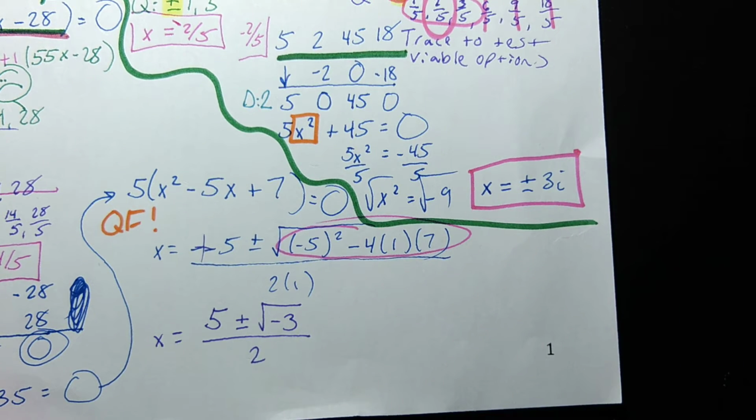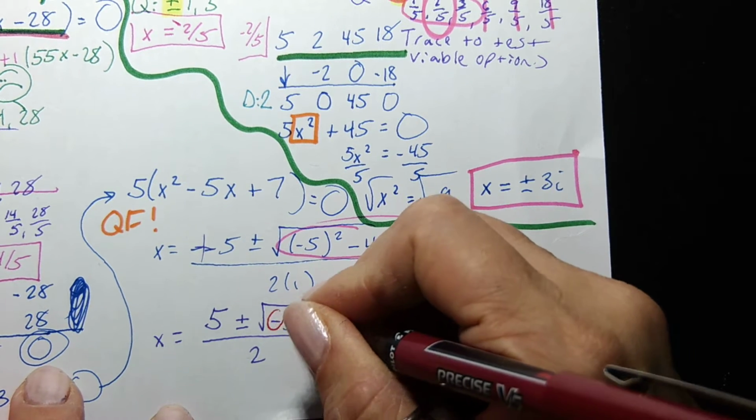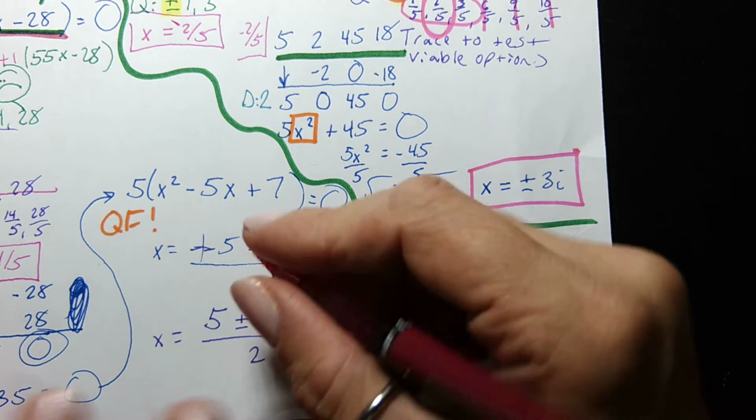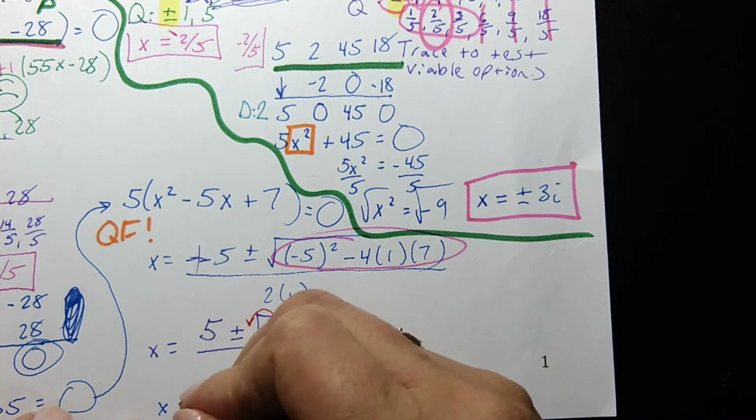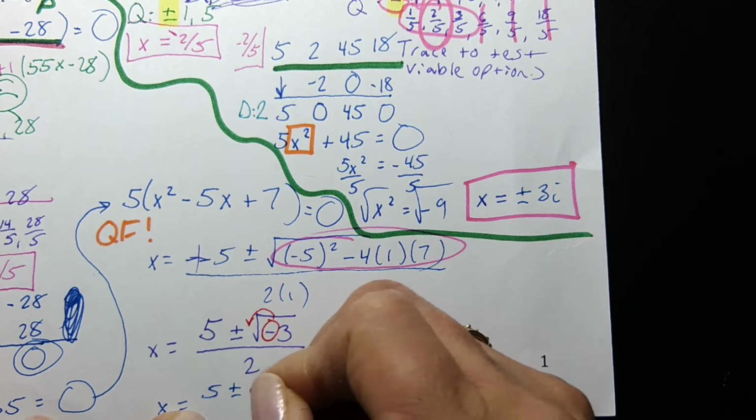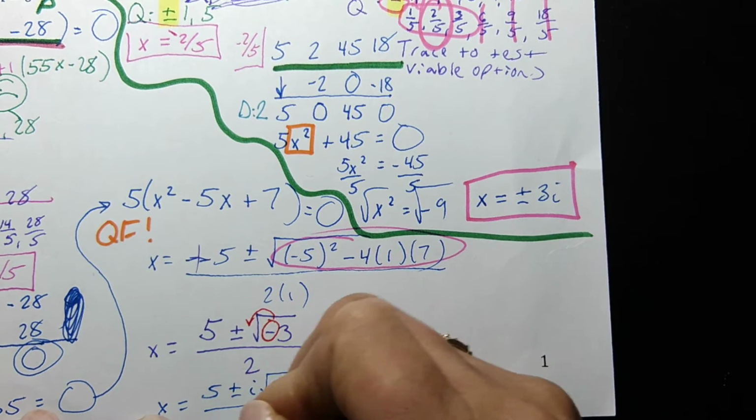Folks, what do I simplify next? The square root. And the only thing I can do is take out the negative as an i. So 3 is not a perfect square, so that's going to have to stay underneath the radical. So x equals 5 plus or minus i root 3, over 2.